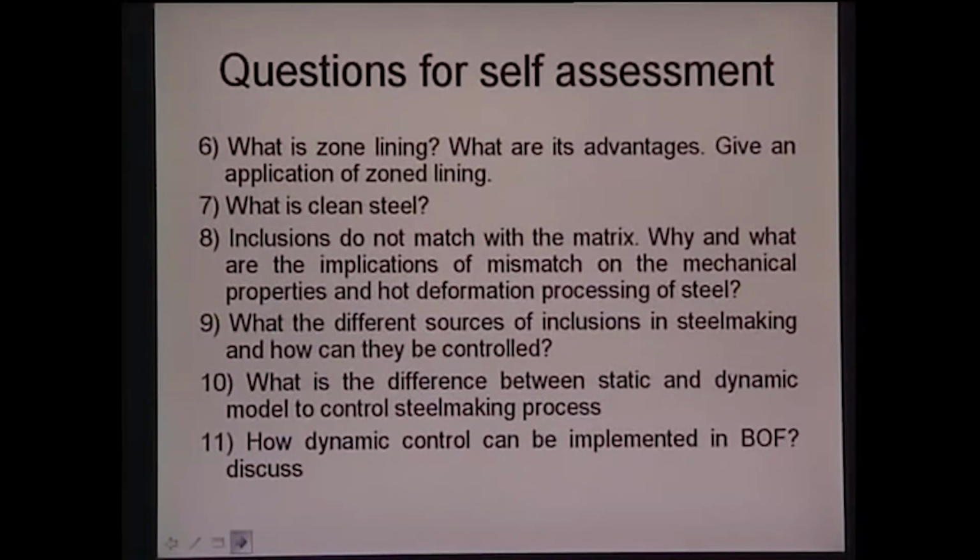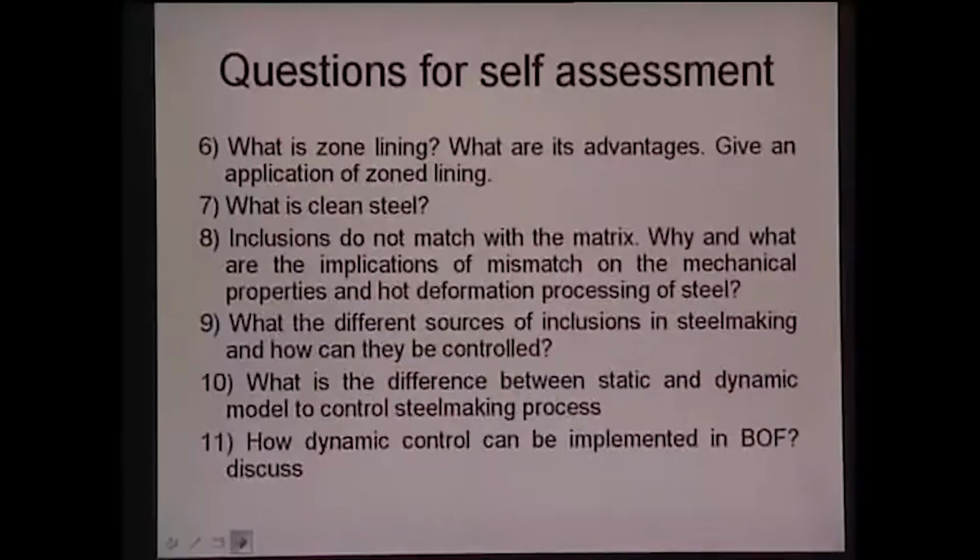I will request you to take an example other than what I have given in my lecture. You may take the example of a ladle, or of a continuous casting tundish, or whatever you feel appropriate, and put it here and extend your knowledge. 8th, inclusions do not match with the matrix because of the difference in physical properties. Why, and what are the implications of the mismatch of mechanical properties in hot deformation processing of steel?